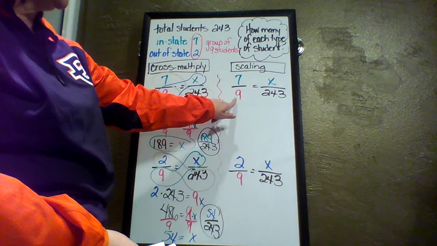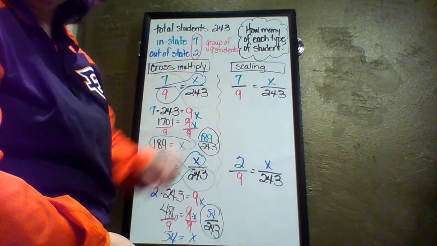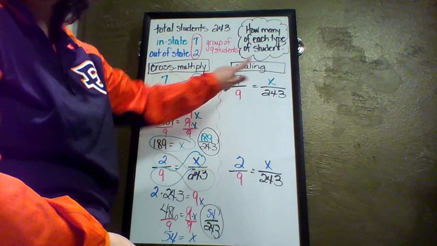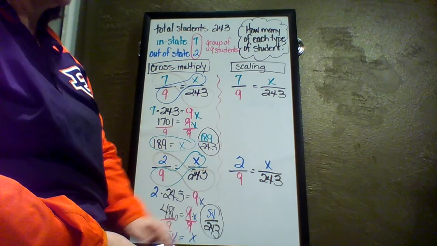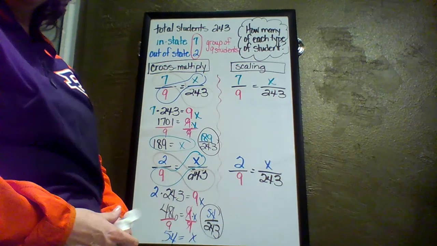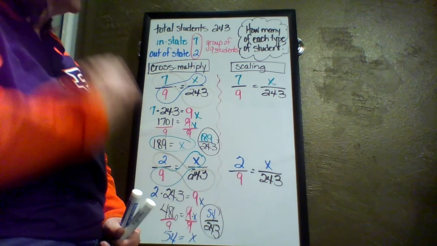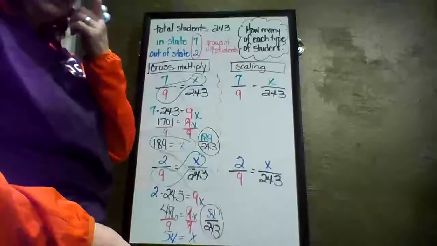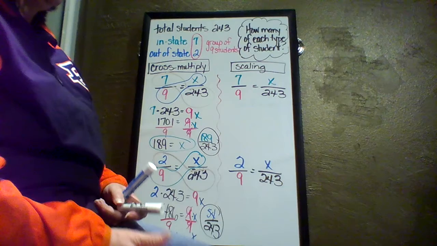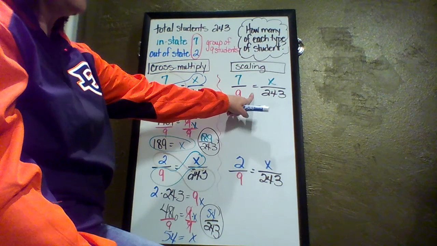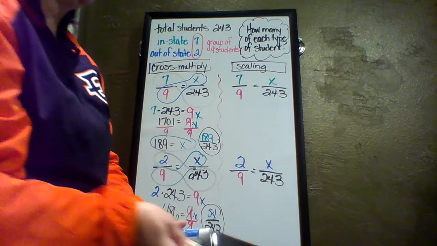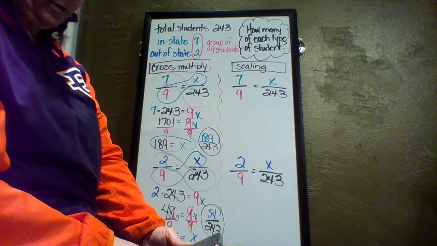This, from a smaller fraction to a larger equivalent fraction, I'm multiplying by the same number in the numerator and the denominator. And when I'm going this direction from a larger to a smaller, I'm dividing. So I can look and see what is 243 divided by some number is 9. Okay, 243 divided by some number is 9.